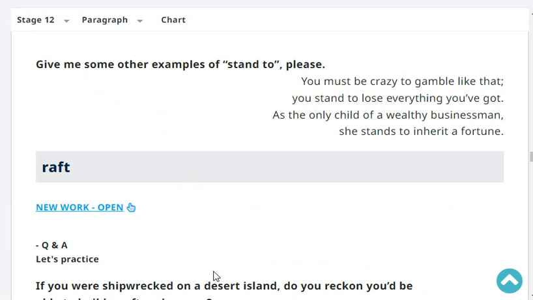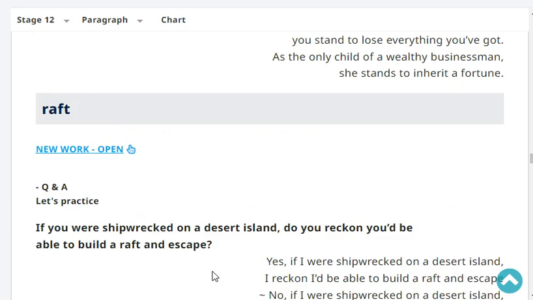Give me some other examples of the words stand to, please. You must be crazy to gamble like that. You stand to lose everything you've got. As the only child of a wealthy businessman, he stands to inherit a fortune.